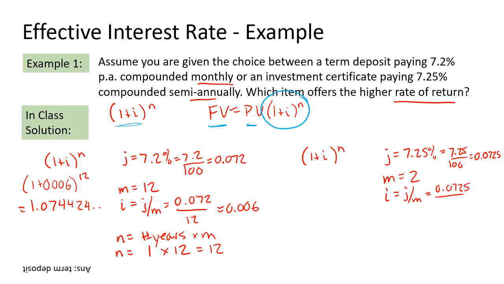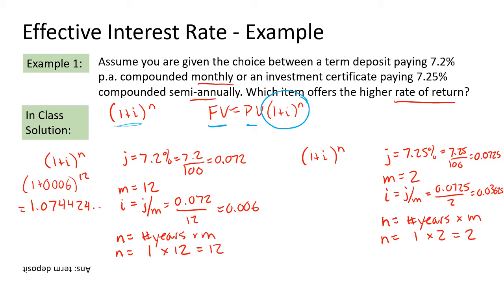So your periodic interest rate, I, which is j divided by m, is 0.0725 divided by 2. If you calculate that out, you get 0.03625. Lastly, our total number of compounding periods. Again, assume the number of years is 1, unless it's provided in the question. So n is equal to the number of years multiplied by the number of compounding periods per year. In this case, 1 year multiplied by 2, which gives you an answer of 2.